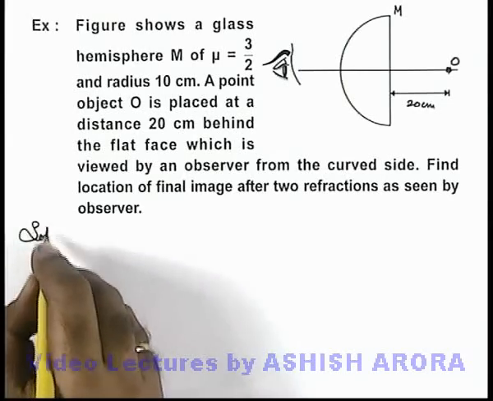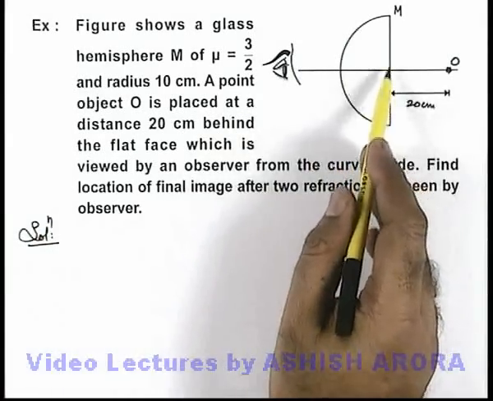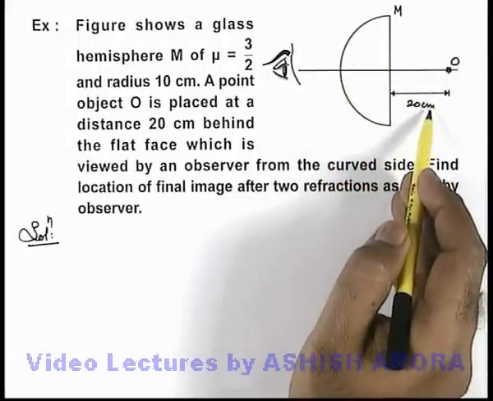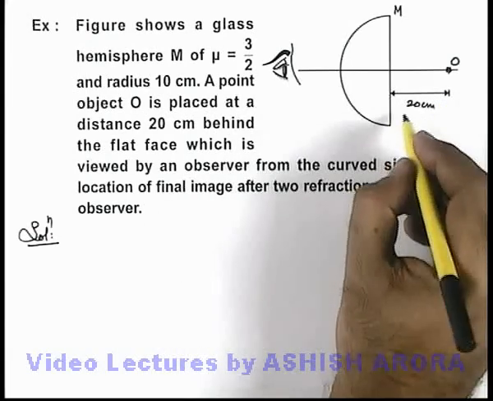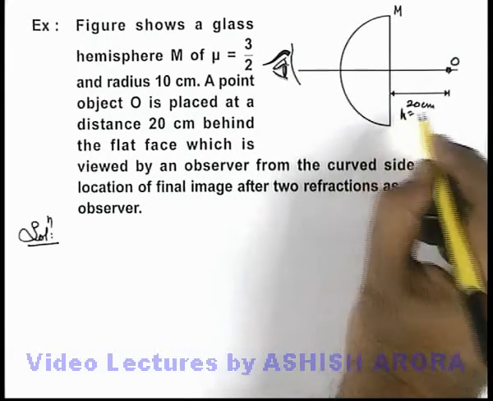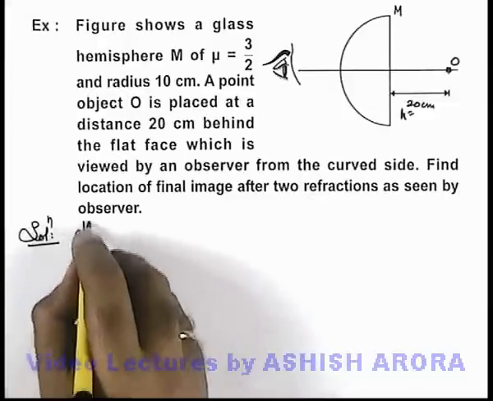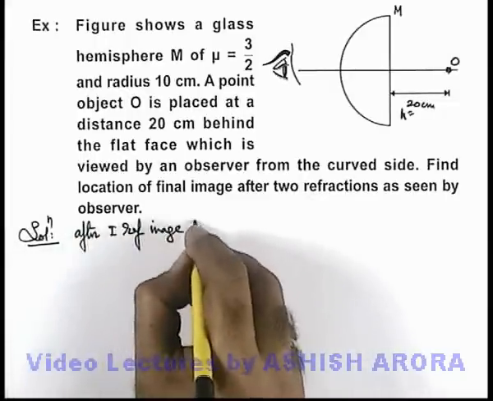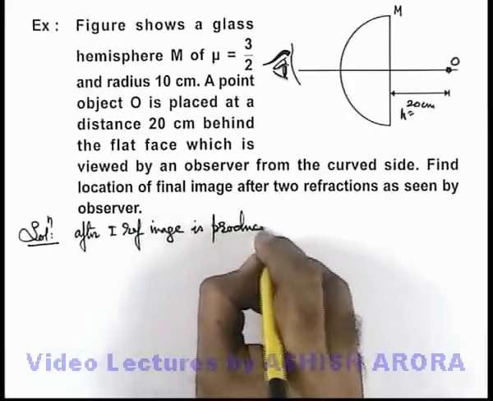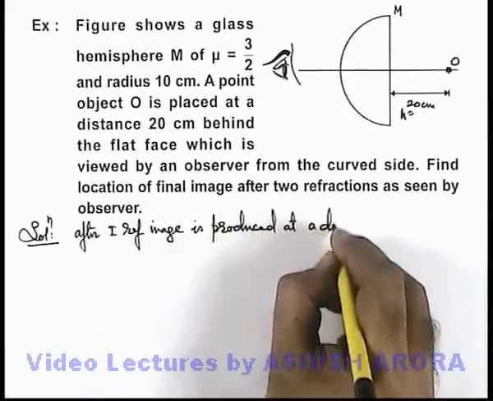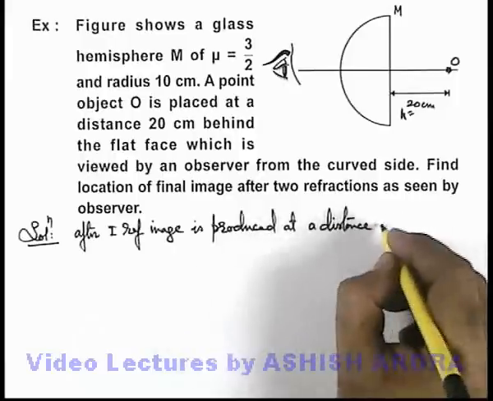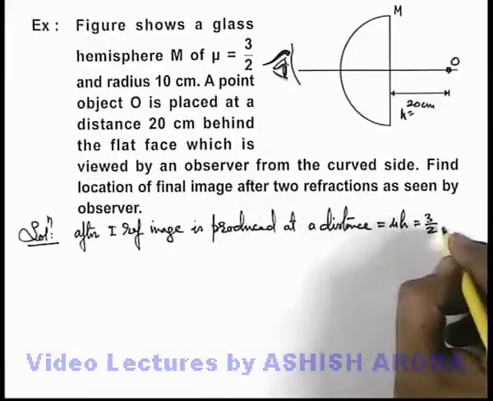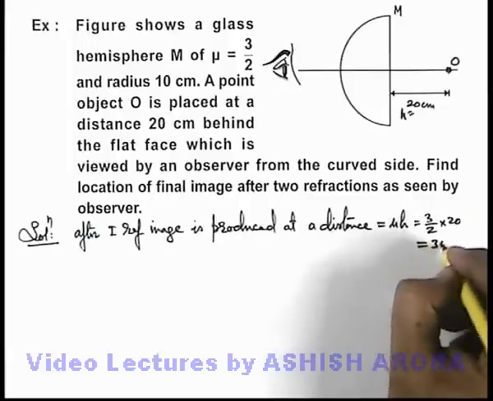Now in this situation, the first refraction is by a flat surface where the object is located at a distance 20 cm from the flat surface. If this distance is considered as h, we can write that after first refraction, the image is produced at a distance. We already studied in the previous section that this distance can be directly written as mu h, which will be 3/2 multiplied by 20, that is 30 cm.